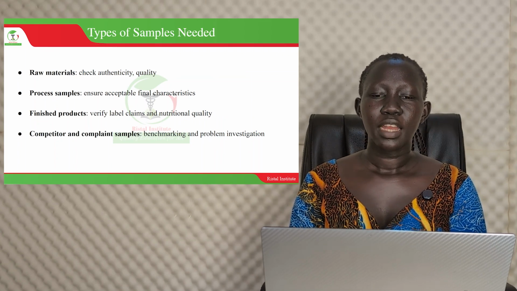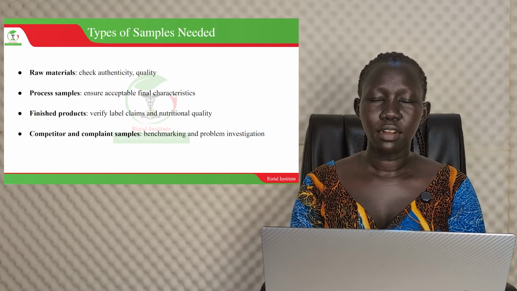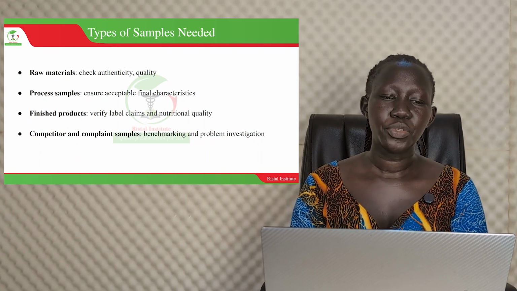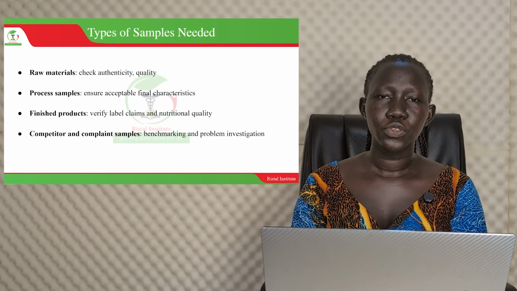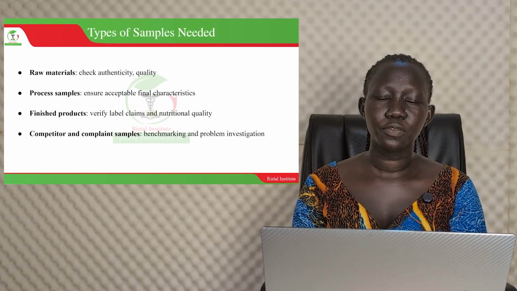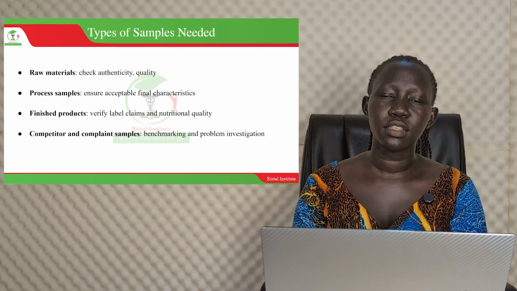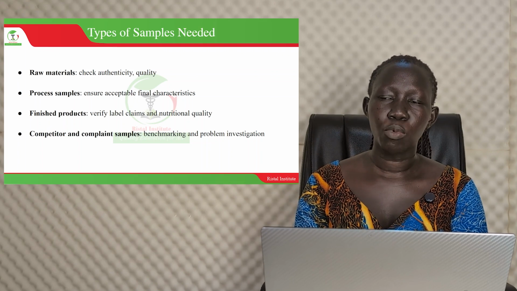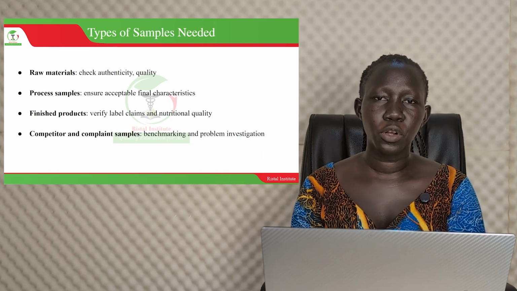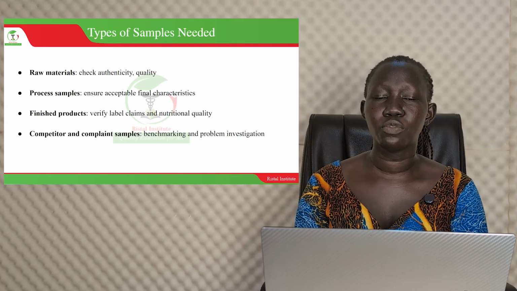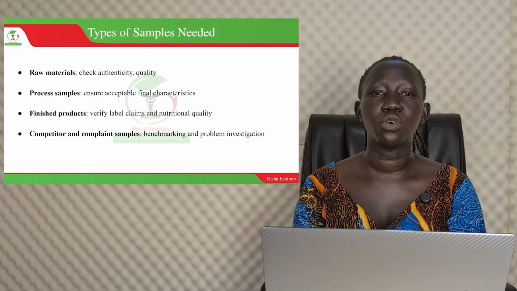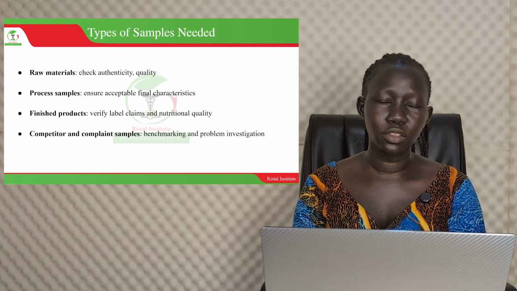When we are carrying out food analysis, we have samples that are needed. So we are going to look at some of the types of samples needed during food analysis. Raw materials. The raw materials you use for making the food product, it's very important to check for the authenticity and the quality of this product. There are some raw materials that are not supposed to be present in your final food product. You have to check the composition of this raw material so that you pick out those elements that are not healthy for consumption, that are not internationally healthy for consumption.